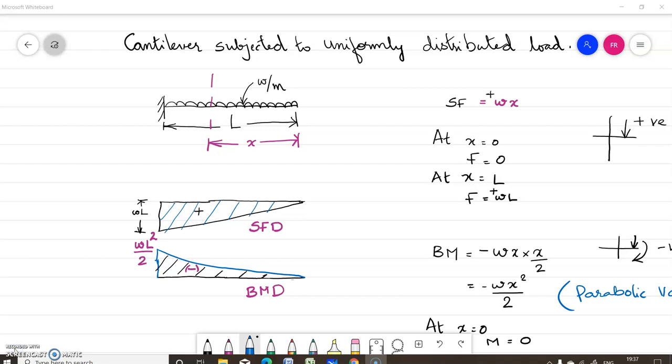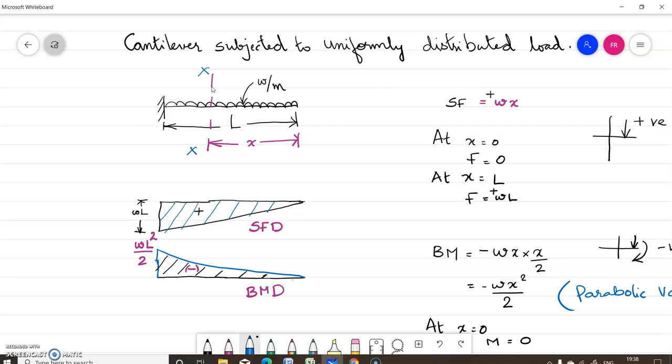Now let us see how to draw the shear force diagram and bending moment diagram for a cantilever subjected to uniformly distributed load. Consider a cantilever of length L subjected to a uniformly distributed load of W per meter length. First draw the shear force diagram. What is the equation for shear force? We are taking the sign convention as right downwards positive. Consider a section line XX at a distance small x from the right support.